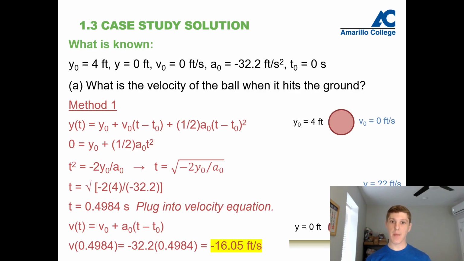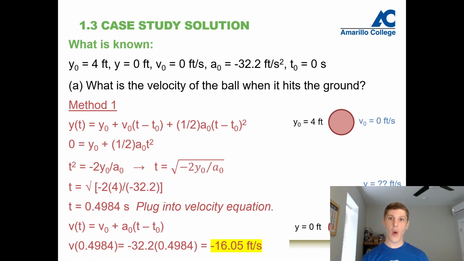And now the second step of this method is I plug this time into my velocity equation. So our velocity equation is v naught plus a naught times a change in time. We know v naught to be 0, a naught to be negative 32.2, our time we've already found, and we define our initial time when the child drops the ball to be 0. So I can just plug all that in. Velocity as a function of time, at 0.4984 seconds, is equal to negative 32.2 times 0.4984 seconds, and I get negative 16.05 feet per second.